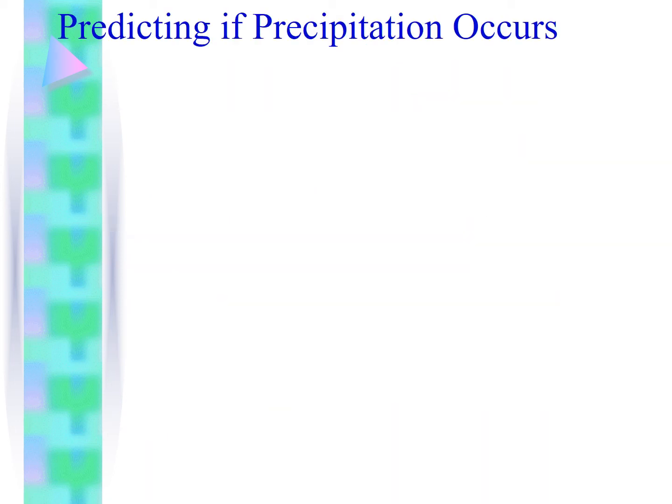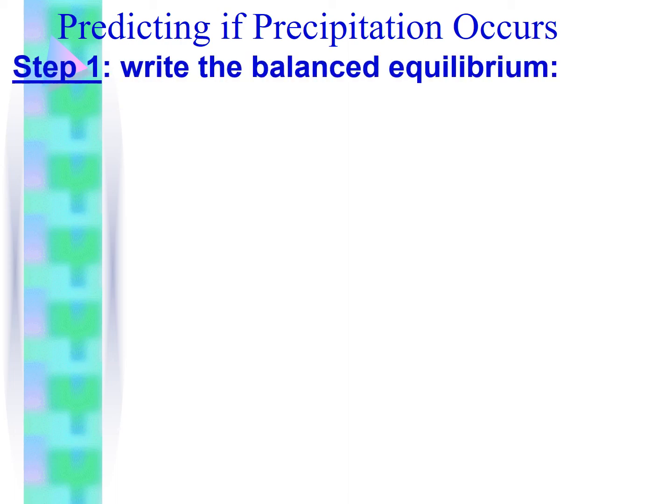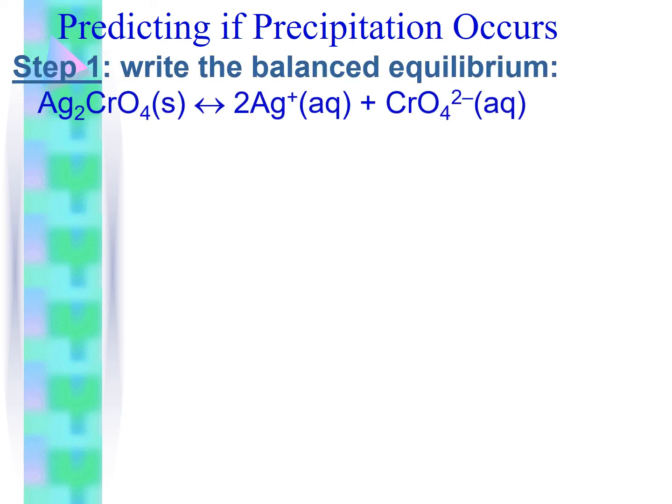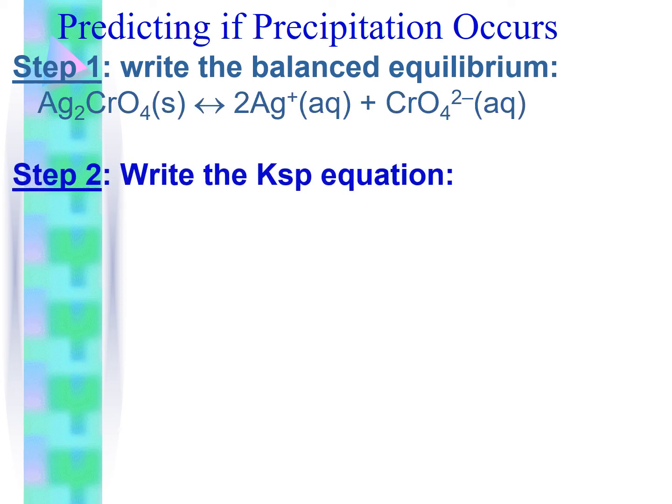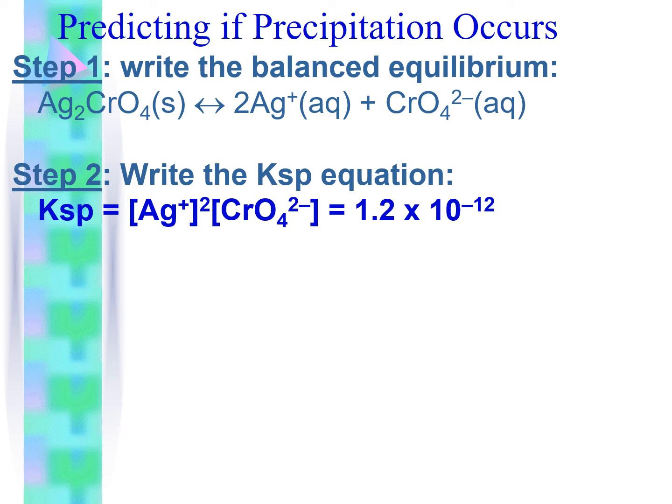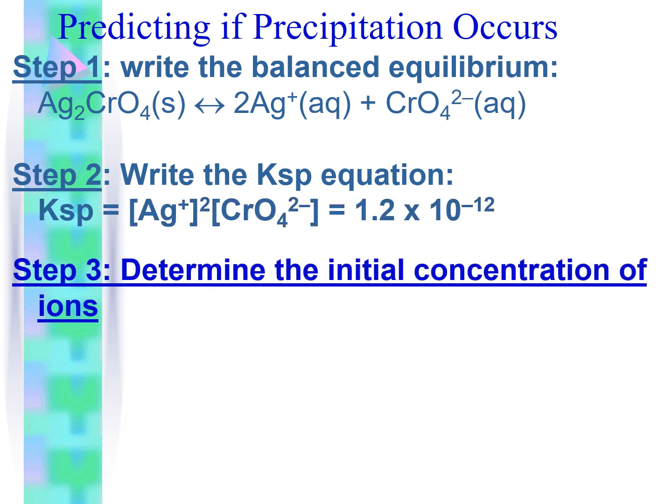So let's go through your steps. Just to recap, step 1, if you want to predict if that precipitation is going to occur, write the balanced equilibrium or the reaction. So silver chromate dissolving into silver and chromate ions. Then write the KSP. Figure out what that expression is going to look like, and you'll get the value based on the solubility product constant tables that will be provided, or the numbers are going to be provided to you in a question. These are standard values based on the temperature and the salt.